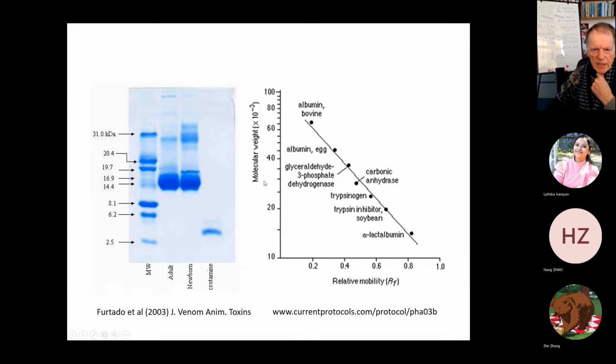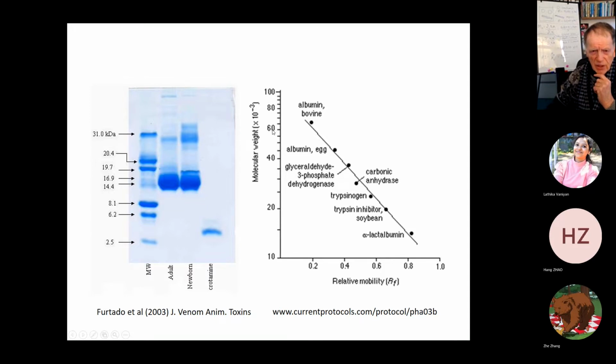So on this axis here, say if you read off what the molecular weight is, let's say bovine serum albumin, that comes out to be about 67,000. But on this axis here, it says molecular weight times 10 to the minus 3, 60.